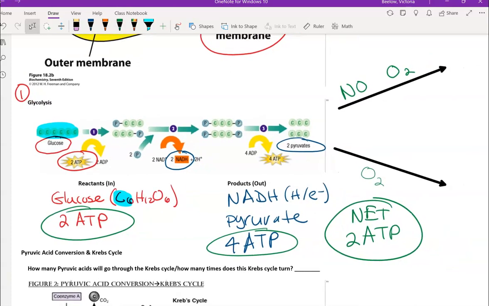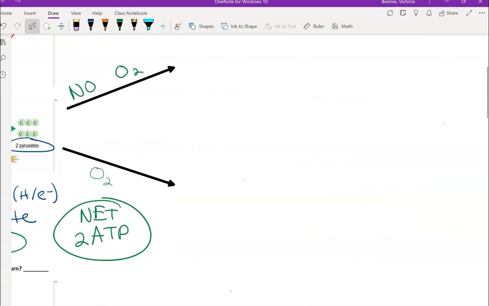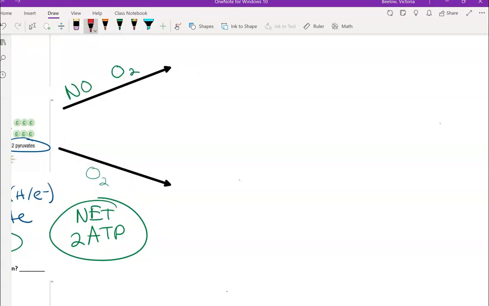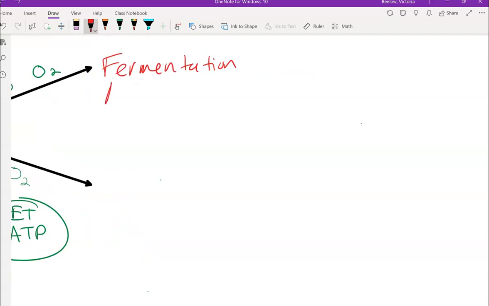Now from here, one of 2 things can happen. Again, like I said, this is always the first step in cellular respiration, but it depends if we have oxygen present or not. If we have no oxygen present, then we're going to stay in the cytoplasm and we're going to have fermentation take place. And this is also anaerobic, because literally anaerobic means no oxygen. So when we have anaerobic conditions, we'll have fermentation take place.